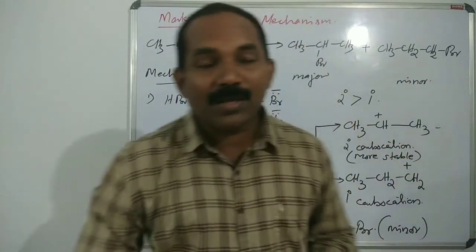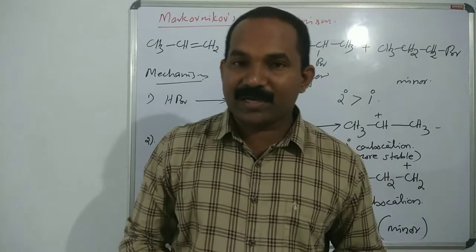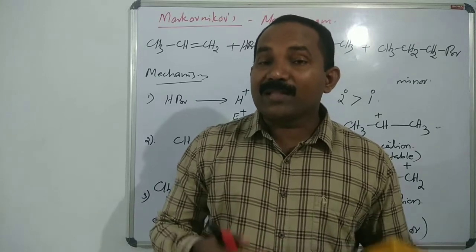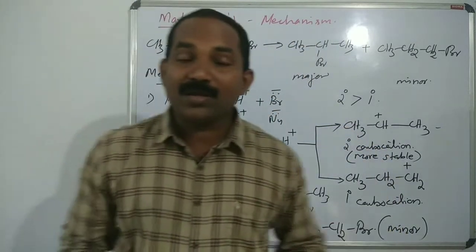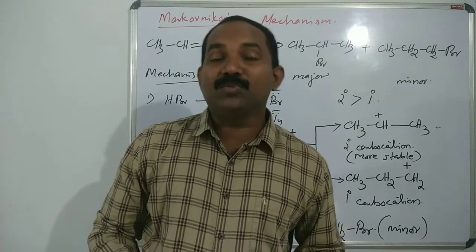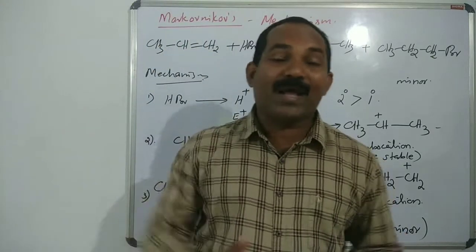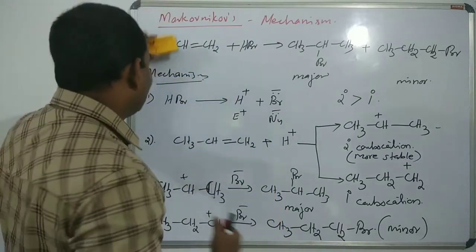Now we move to the mechanism of anti-Markovnikov addition, or peroxide effect, or Kharasch effect. In the case of anti-Markovnikov addition, the addition takes place in the reverse order. We get 1-bromopropane as a major product and 2-bromopropane as a minor product. Let's check what happens.